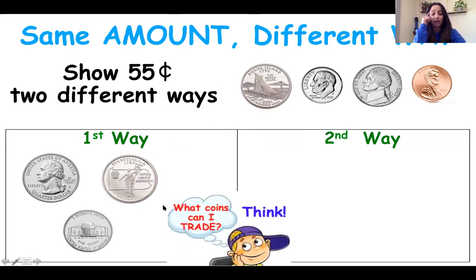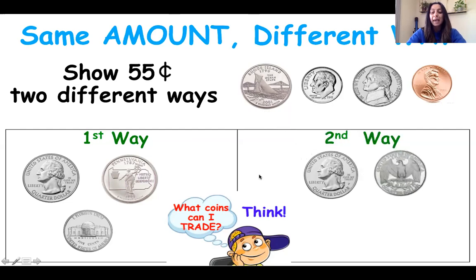Now it's time to think. What coins can I trade to show 55 cents in another way? I think I'm going to trade my nickel this time. So I'm going to keep my quarters, first quarter, second quarter, to make 50 cents. But this nickel, I'm going to trade it. What can I trade it for? Can I trade a nickel for dimes? No, dimes are more money. Can I trade a nickel for a quarter? No, quarters are more money. The only thing I can trade a nickel for is pennies.